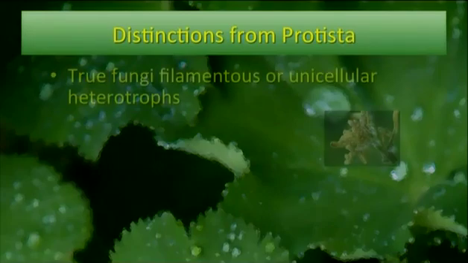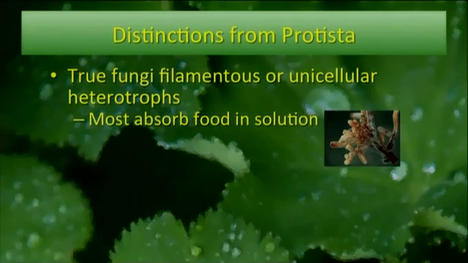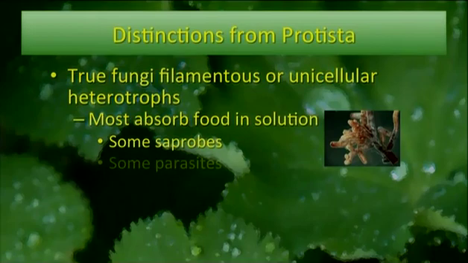True fungi are filamentous or unicellular heterotrophs. Heterotrophs, remember, means that they need to get their food or their energy requirements met through another source. Most of them absorb their food in solution. They secrete a digestive enzyme and then absorb the digested food from outside their bodies into their bodies. Some of them live on dead organic material, and they're known as saprobes. Some of them live on living hosts, and these are parasites.